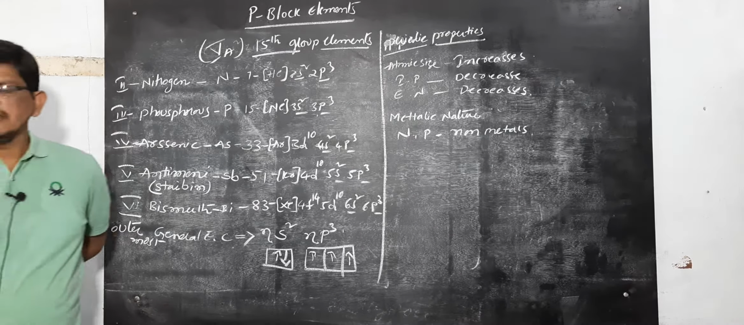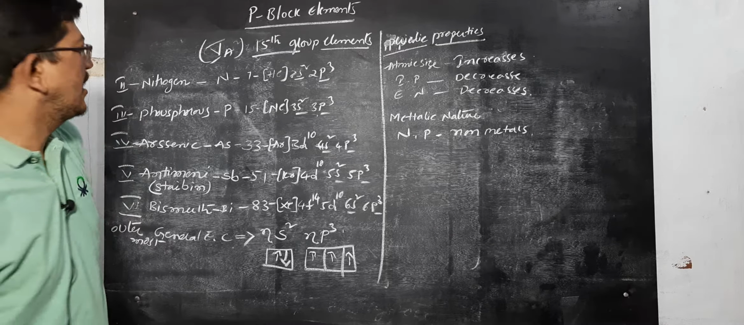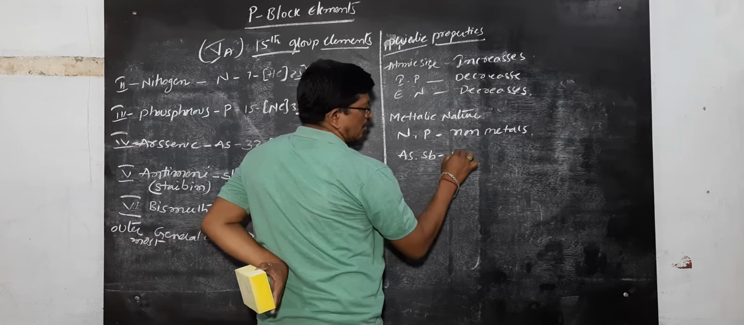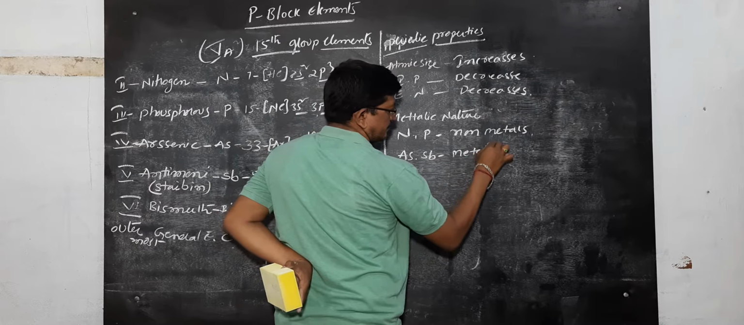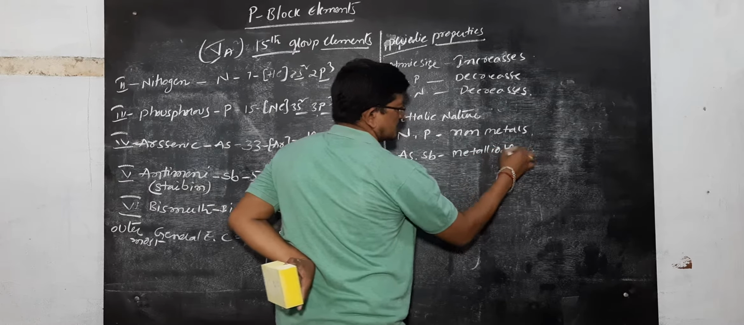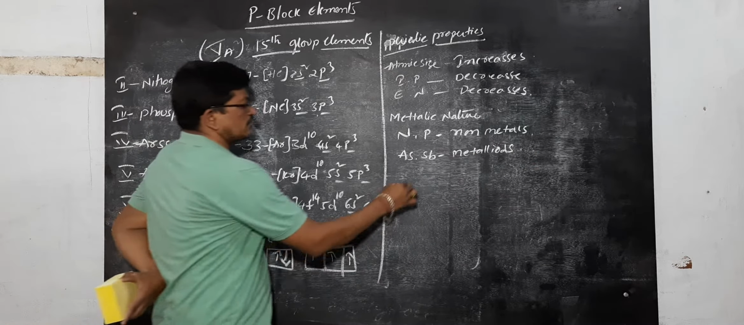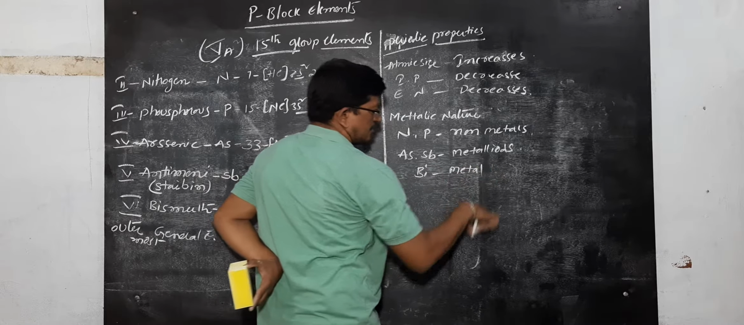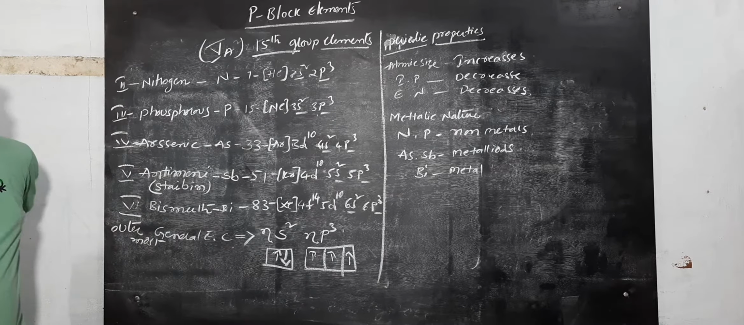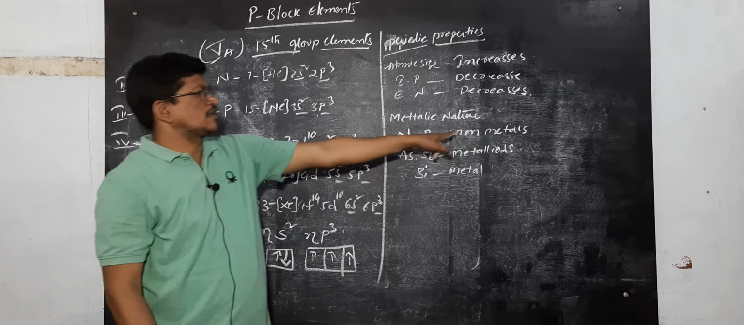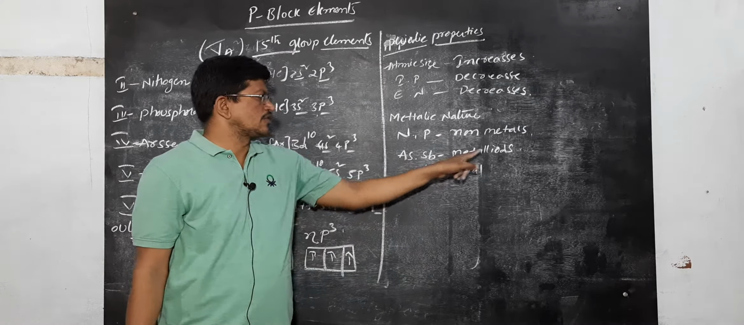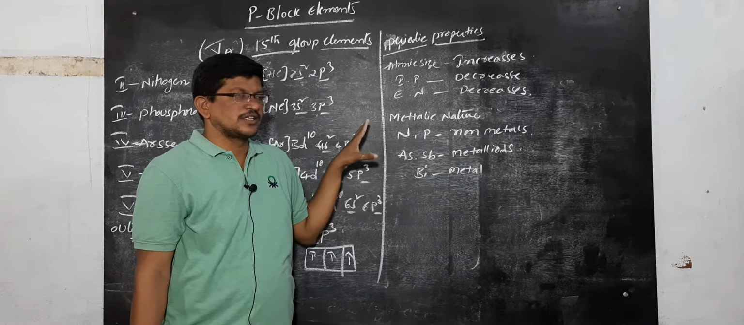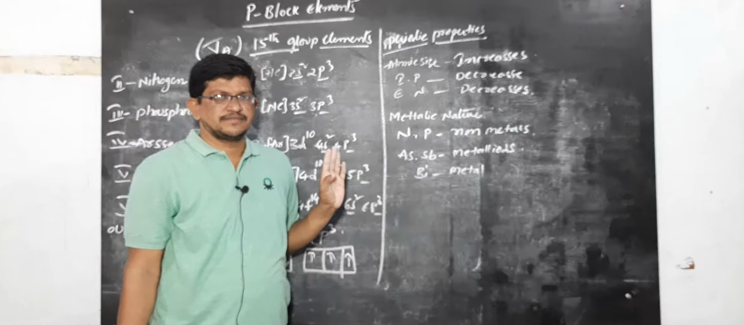Nitrogen, phosphorus are non-metals, and arsenic, antimony are metalloids, and bismuth is a metal. Here nitrogen, phosphorus are non-metals, arsenic, antimony are metalloids, and bismuth is a metal. These are about the metallic characters.